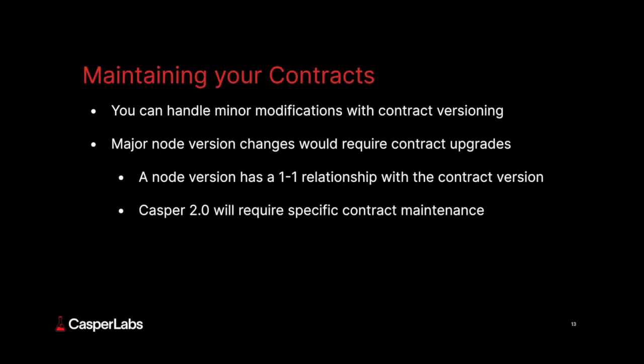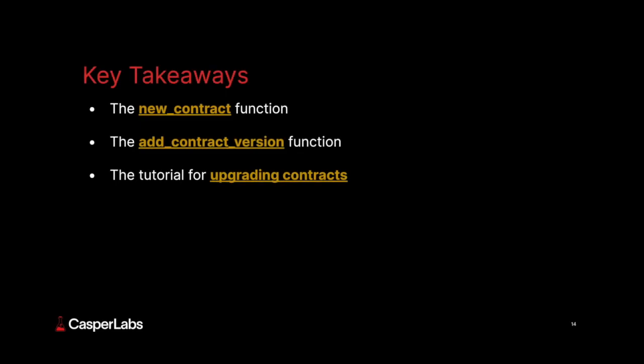The contract maintenance process is generally covered through the contract upgrade or versioning process. Only major version changes in the Casper node software would require specific contract maintenance, because a node version will have a one-to-one mapping to the contract version. We anticipate version changes with Casper 2.0, but for the moment, the contract upgrade process can cater to any minor contract maintenance. Here are the most essential points to take away.